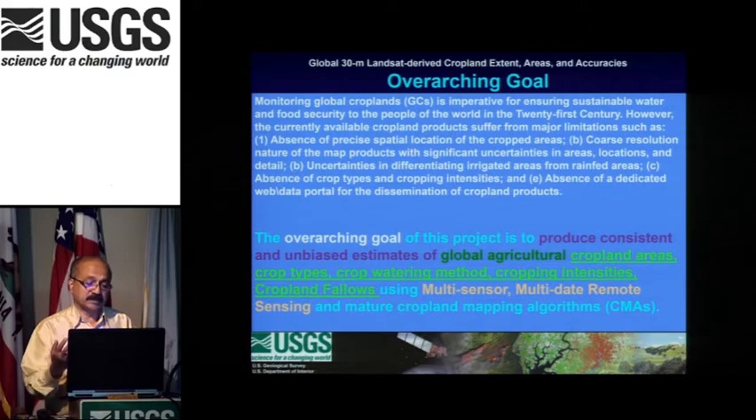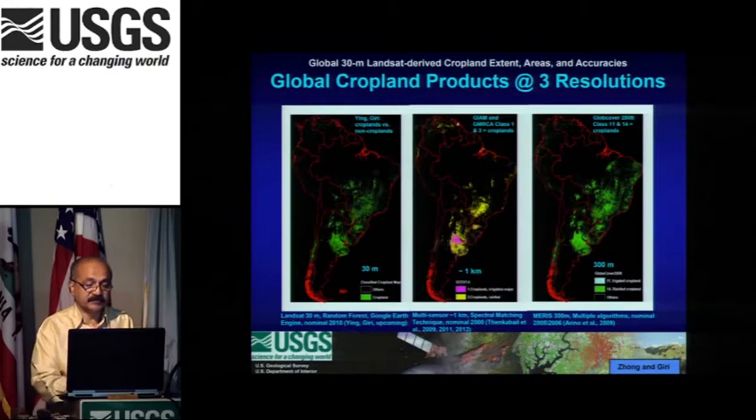When we started this project, we said, okay, there are a lot of coarse resolution cropland products, but what we need to achieve is a 30-meter or better cropland product. And when we talk about cropland products, it is cropland areas, crop types, major crop types at least, crop watering method, whether it is irrigated or rain fed, and cropping intensities, whether it is cropland or cropland fallows. It's an interesting product to generate by itself.